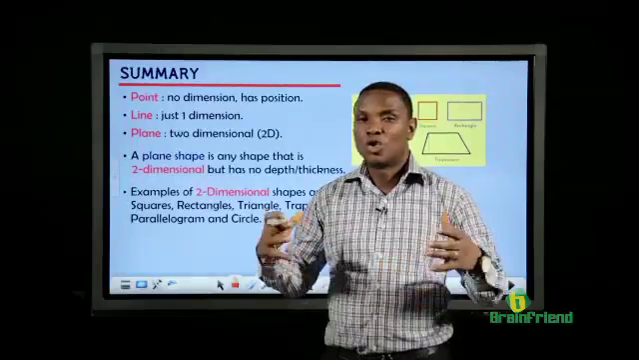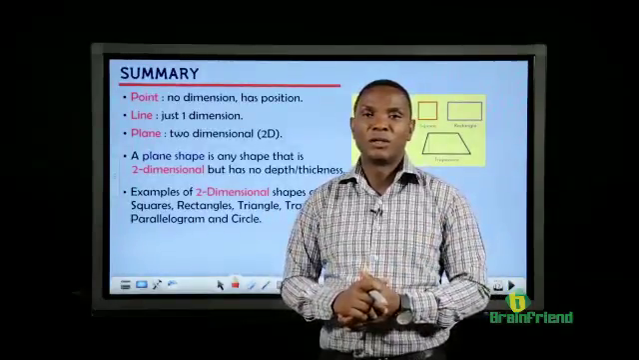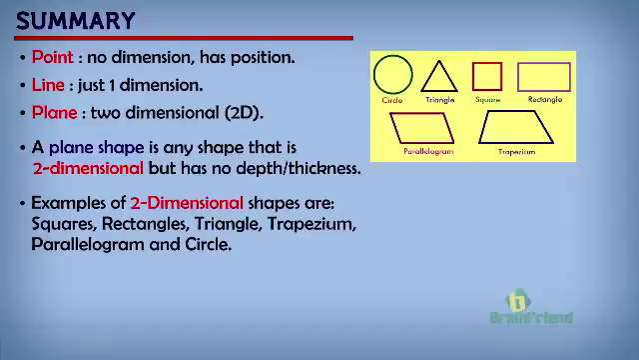Now, to summarize all we've learned today, let's take a recap. We learned about points. We said points have no dimension, but they have a position. We also learned about the lines. We said lines are one-dimensional in nature. Next, we learned about planes. We said planes are two-dimensional in nature. Remember, we said they are on a flat surface that have no thickness or height.